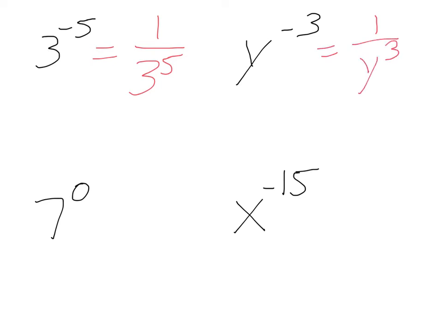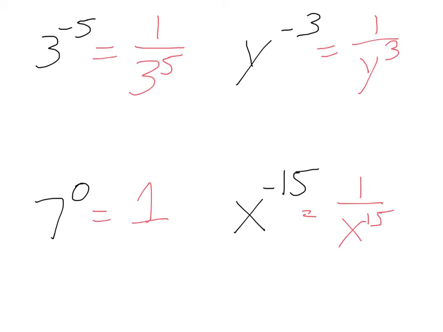What is 7 to the 0? 1. It's 1. We'll talk about that in a second. X to the negative 15th, what is that? 1 over x to the 15th.